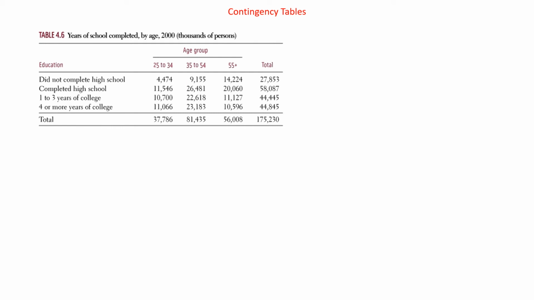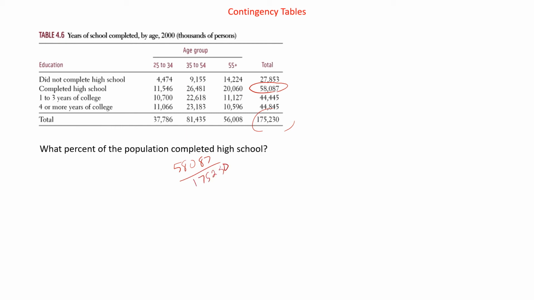So the first one, what percentage of the population completed high school? This one's a fairly basic one. We just have everyone who's completed high school, which would be this group, divided by the total population. So it's going to be 58,087 divided by 175,230.